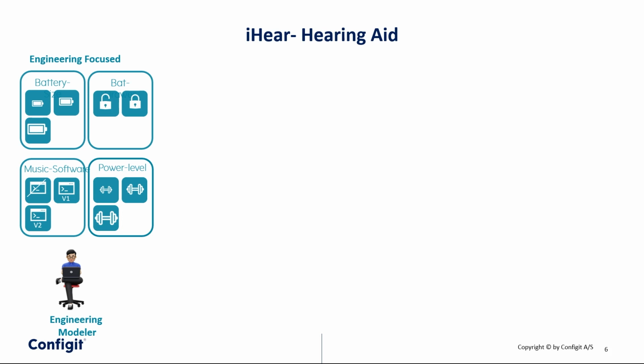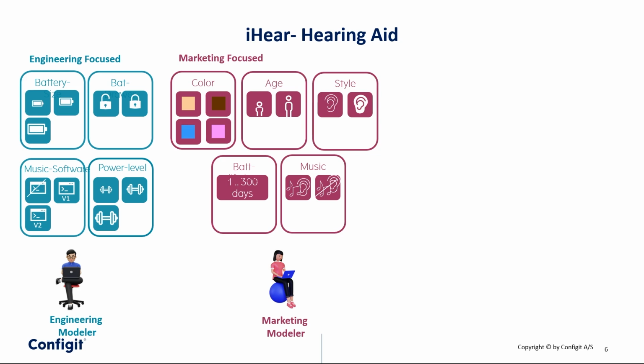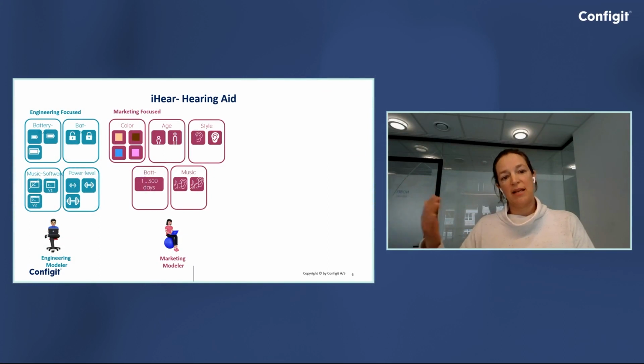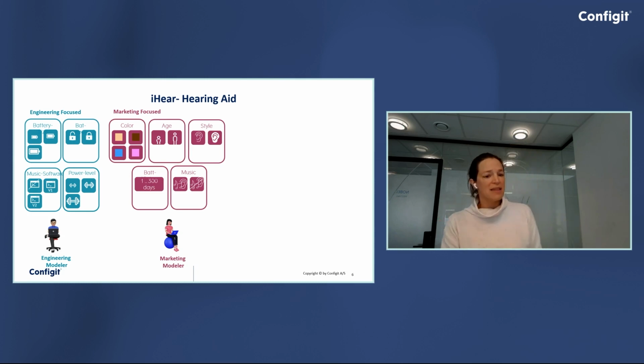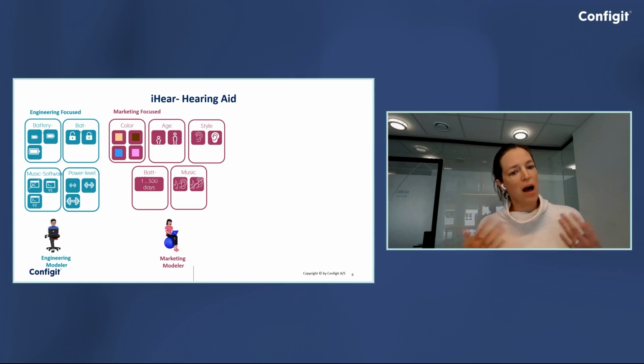The marketing modeler has some other families, which the engineering modeler also probably cares about, and they might also add some other families based on what the market is needing. So here we have families like color. It comes in various colors. There's a child and an adult version. It's in the ear or behind the ear. There are various styles. And then they have something called the battery. How long is the battery life for this?